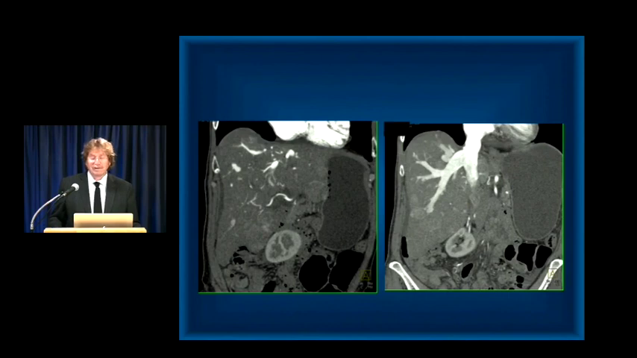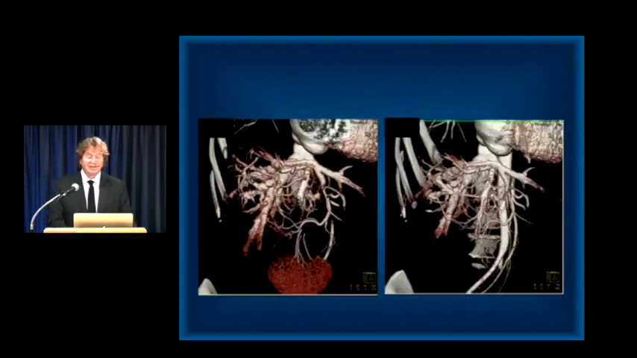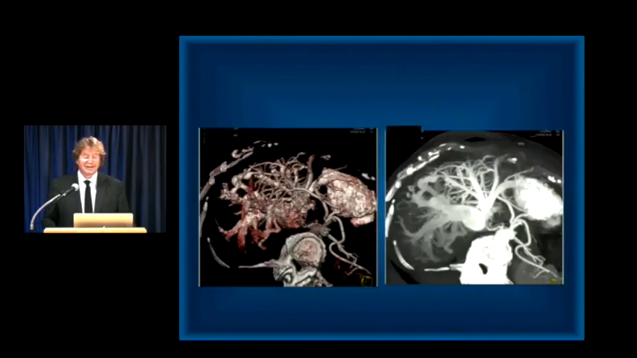Here's another example, looks very similar. Reflux of contrast into the IVC, into the hepatic veins, and you can see that reflux very nicely when you look at the 3D mapping. So remember, these are early phase images with that reflux coming backwards.